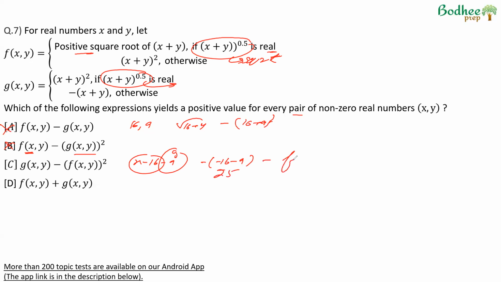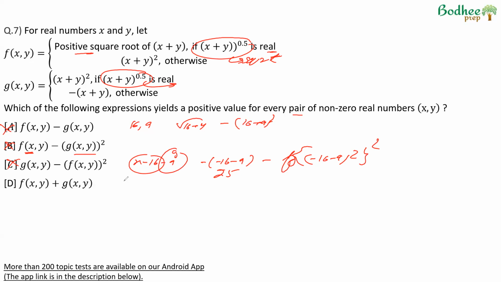Whereas f(x,y) will return us the square of minus 16 and minus 9, and then we are squaring that again because this is (x+y) square. So clearly this will become a very large negative value. The first term is a small positive value, so the difference will be negative. This is not always positive.